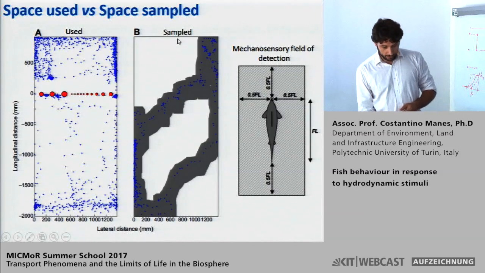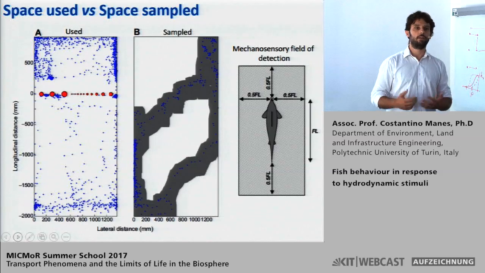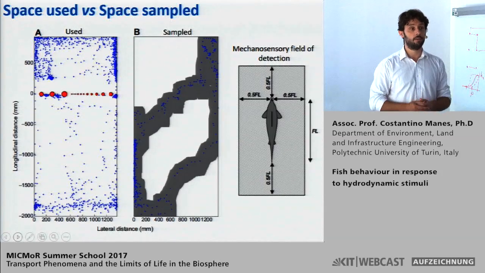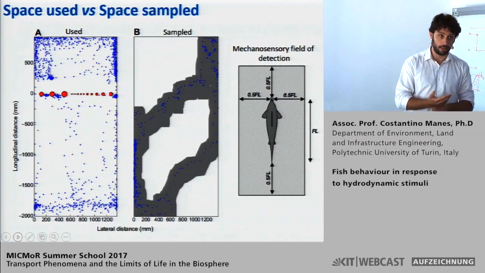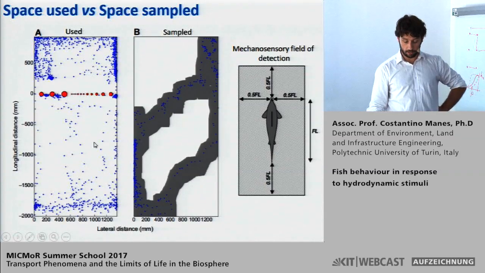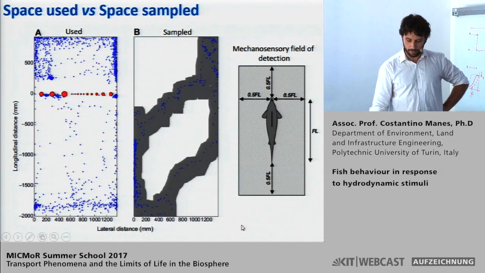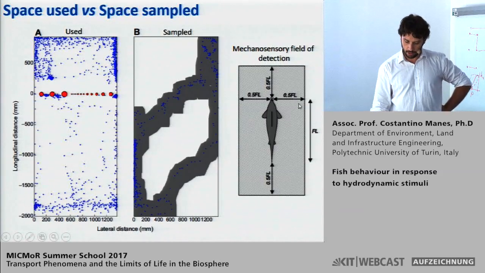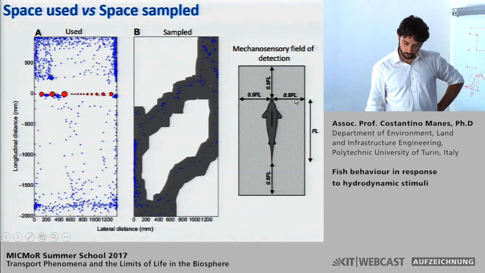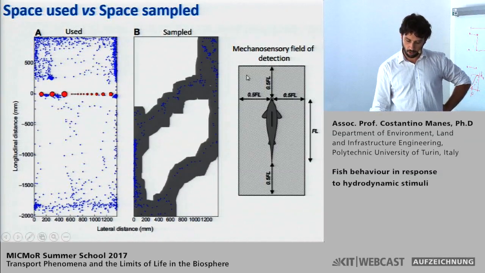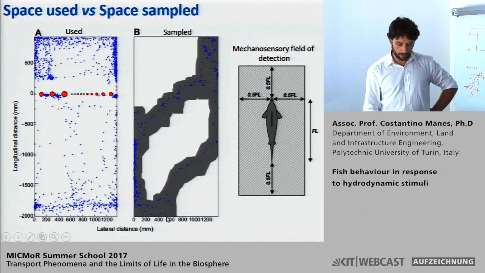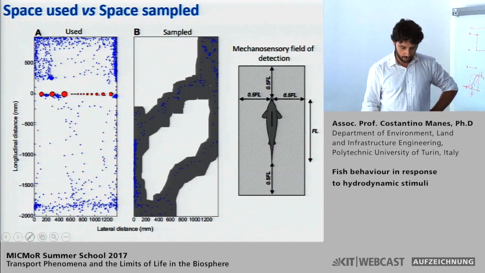And then we have identified the space sampled, so what the fish experienced while navigating in the test section. And that depends, as we have seen, on the mechanosensory system they have, the lateral line, which according to the literature allows them to have an idea of the hydrodynamics within this range. So the field of detection is, say, 2 body lengths long and 1 body length wide around the cylinder, so that we could map the sampled hydrodynamics and the used hydrodynamics.